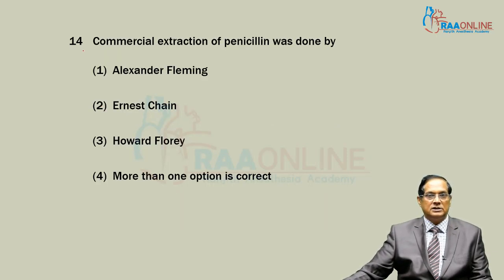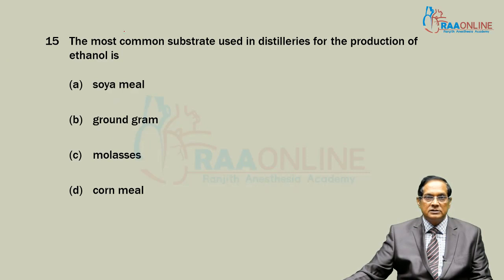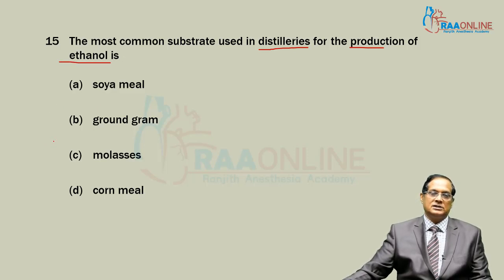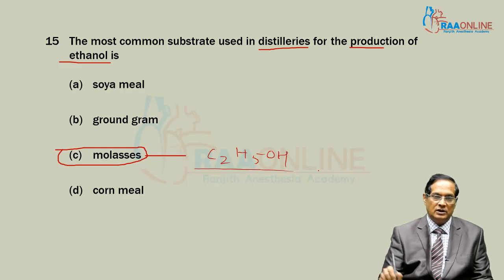Question 14. Commercial extraction, I have already mentioned, done by. Then answer is more than one option, because Fleming was also involved, and Chain and Florey are also involved. The most common substance used in the distilleries for the production of ethanol, any source of starch containing substance. In that case, molasses is best. Molasses is extensively used for the production of ethanol, that is C2H5OH, that is ethyl alcohol or ethanol.